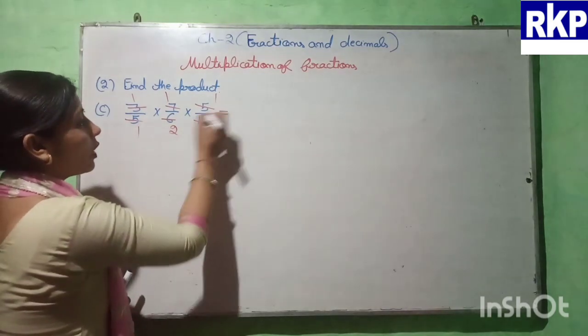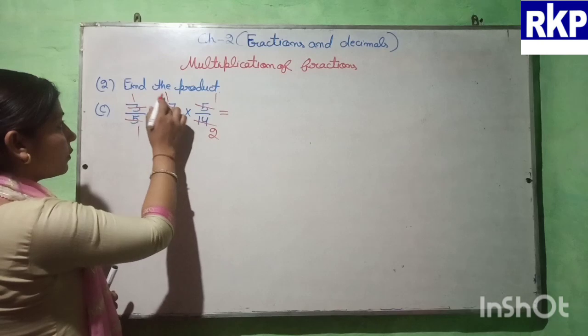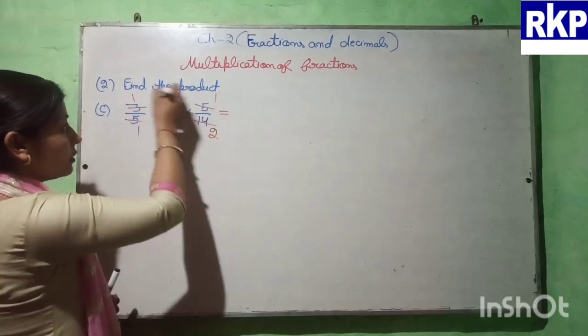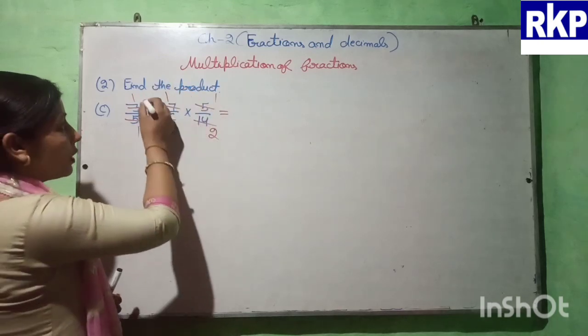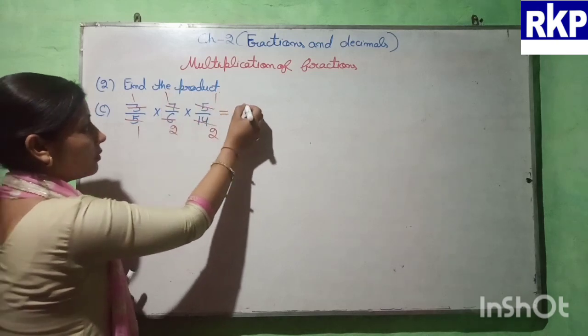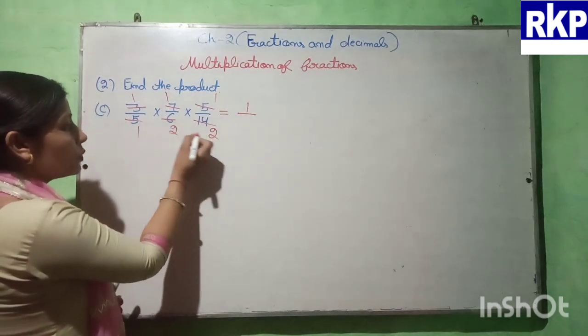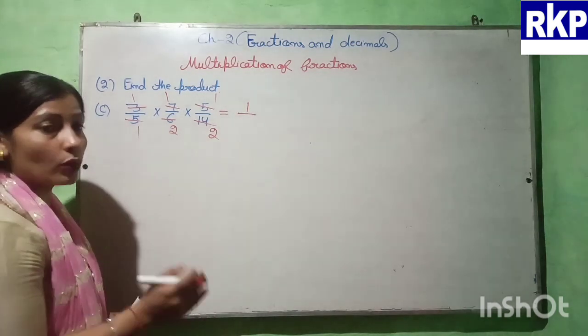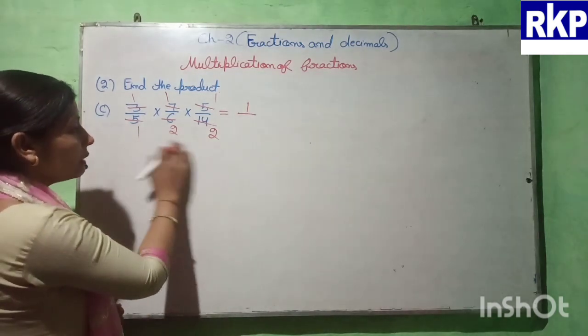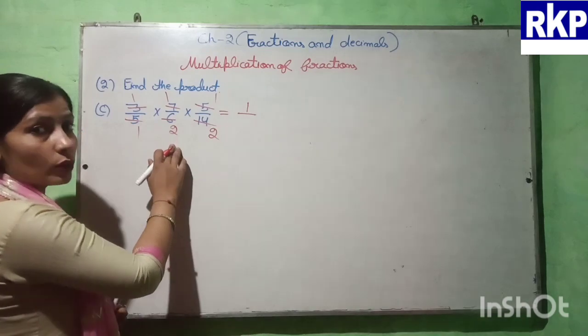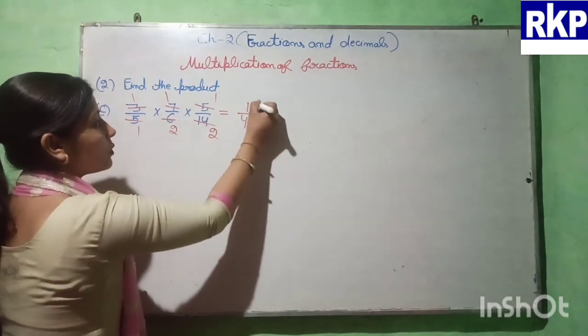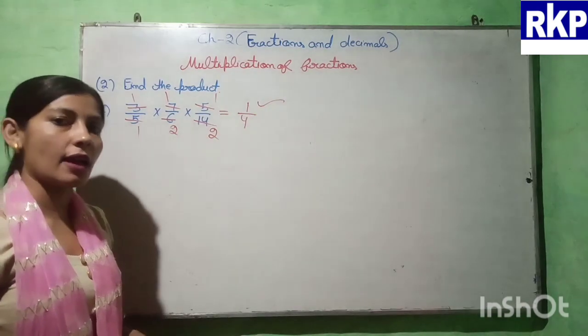Okay. So now, beta, here 1, 1, 1. We are having these numerators. So 1 multiplied by 1 multiplied by 1 will give us only 1. And here 1, 2, 2 as denominators. So here we have to multiply these. So 1 twos are 2, 2 twos are 4. So 1 by 4 is our answer.